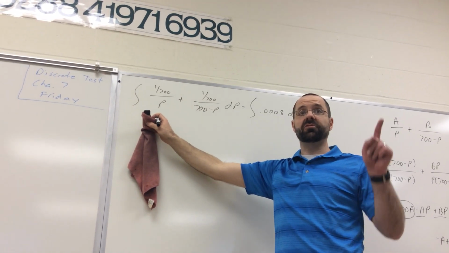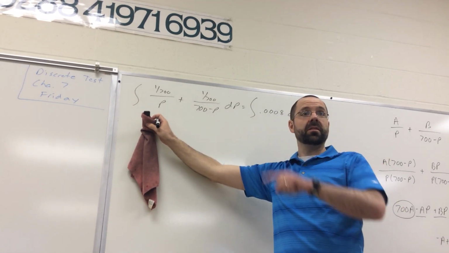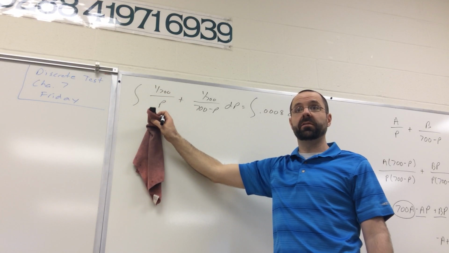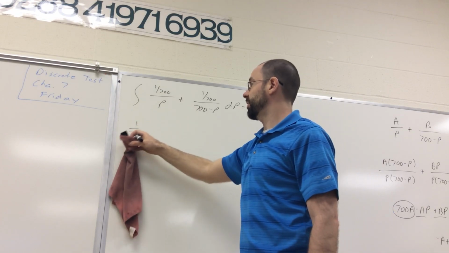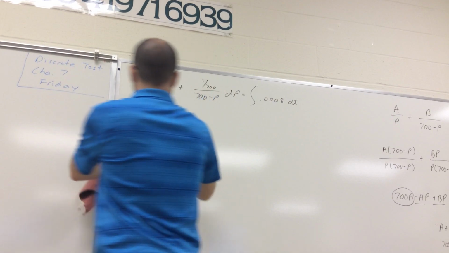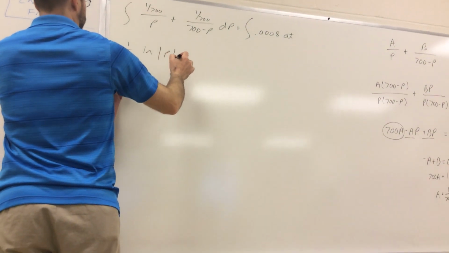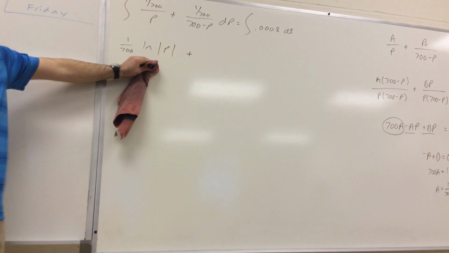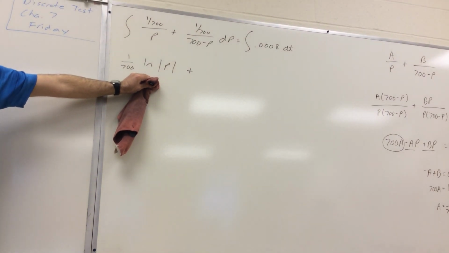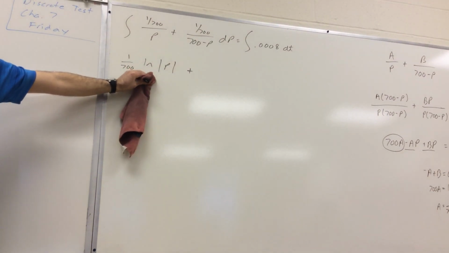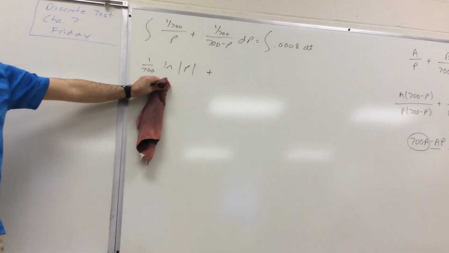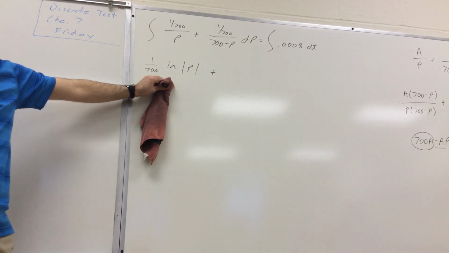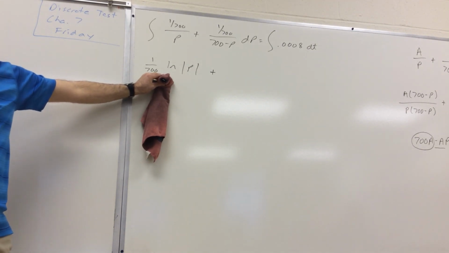The 1/700th could come in front, and then it would be 1 over p, right? And then the antiderivative of 1 over p is the natural log. So we have 1/700th, that came out front, times the natural log of the absolute value of p. So this is the antiderivative of that. Everybody okay with that antiderivative?